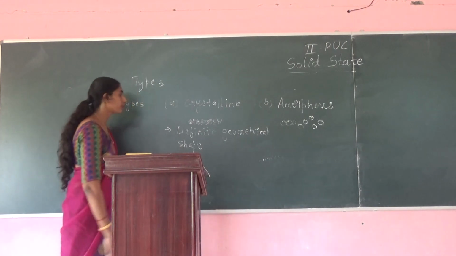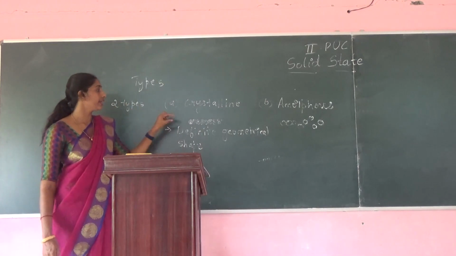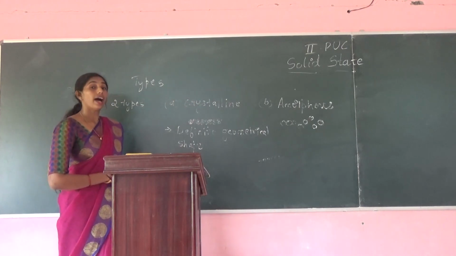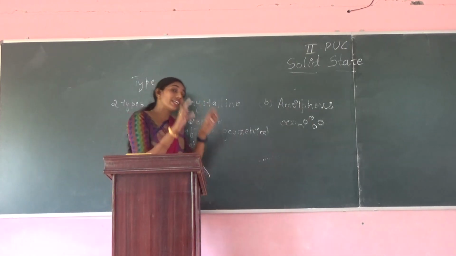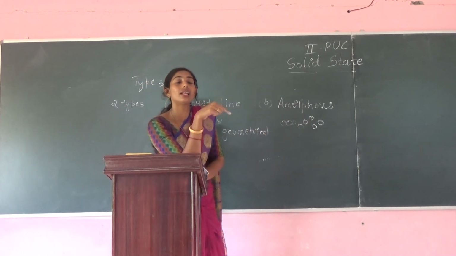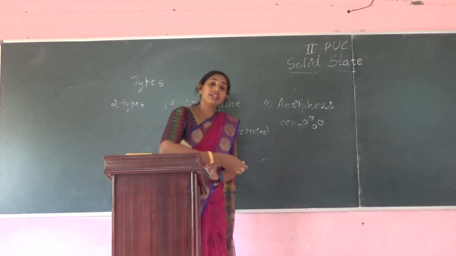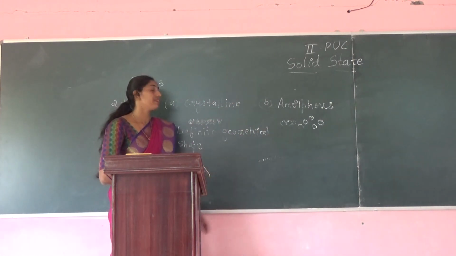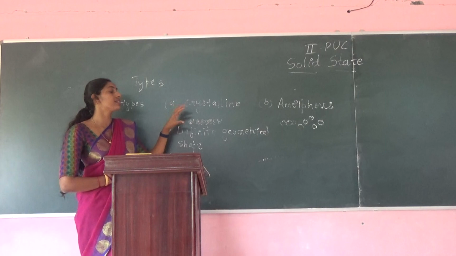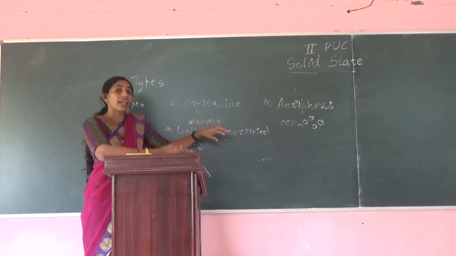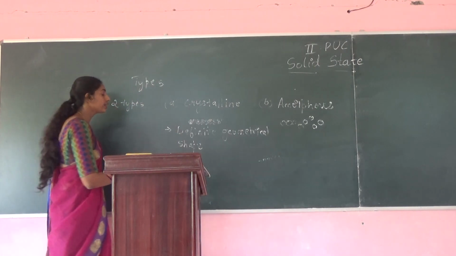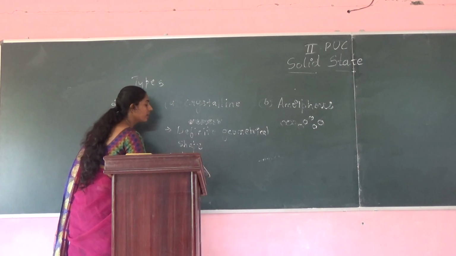And second point, in case of the crystalline solid, the particles are orderly arranged, and we can see that arrangement throughout the solid. The repetition of the particles can be observed again and again throughout the solid. Therefore, the crystalline solids usually have long range order.